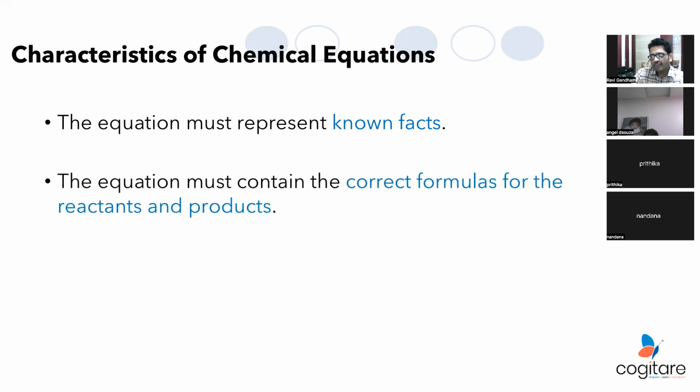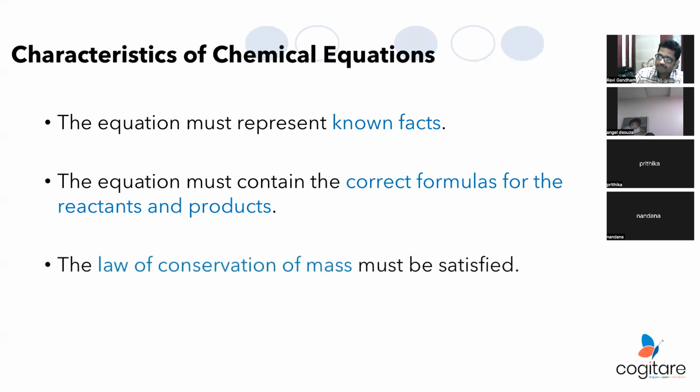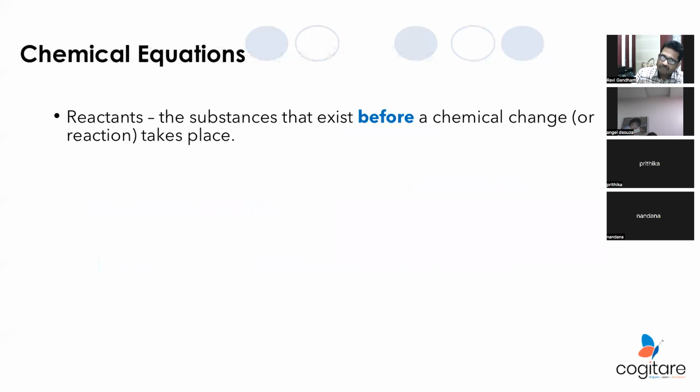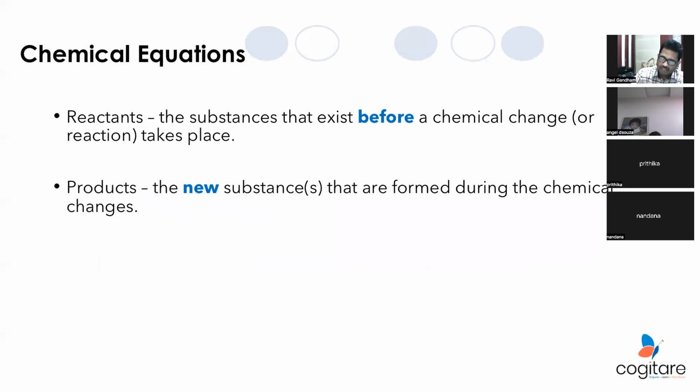First of all, whenever you write a chemical equation, you should write it so that all the formulas are correct. And at the end, once again, I'm reiterating the same fact because you should follow the law of conservation of mass and see that it is properly balanced. So again, reactants, the substances that exist before a chemical change, are called reactants, right? Whereas the products are the new substances that are formed during a chemical reaction.